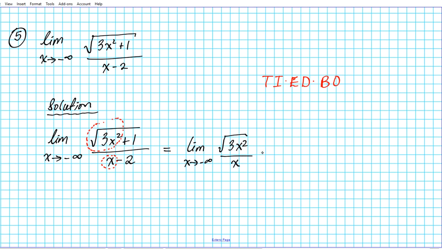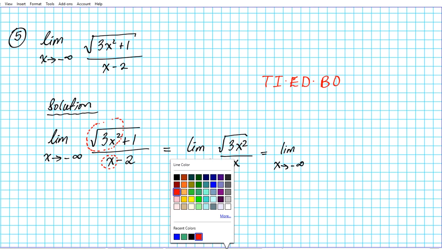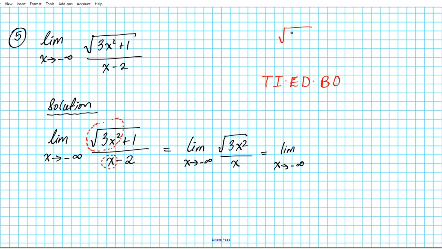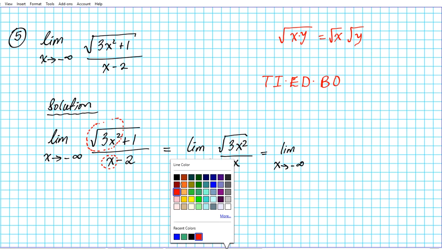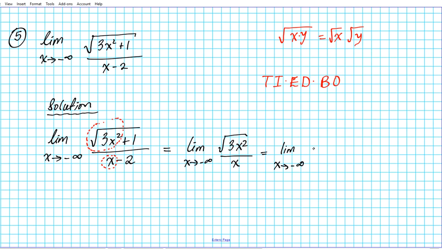Let's simplify it a little bit more. This becomes the limit as x approaches negative infinity. We can take the square root of these two. If you remember the property of radicals, if you take the square root of xy, it's the same thing as the square root of x times the square root of y. You can distribute the square root amongst the factors of the radicand, if you can write them as factors. Anyway, so here we have, what do we have? It's going to be the square root of 3 times the square root of x squared.